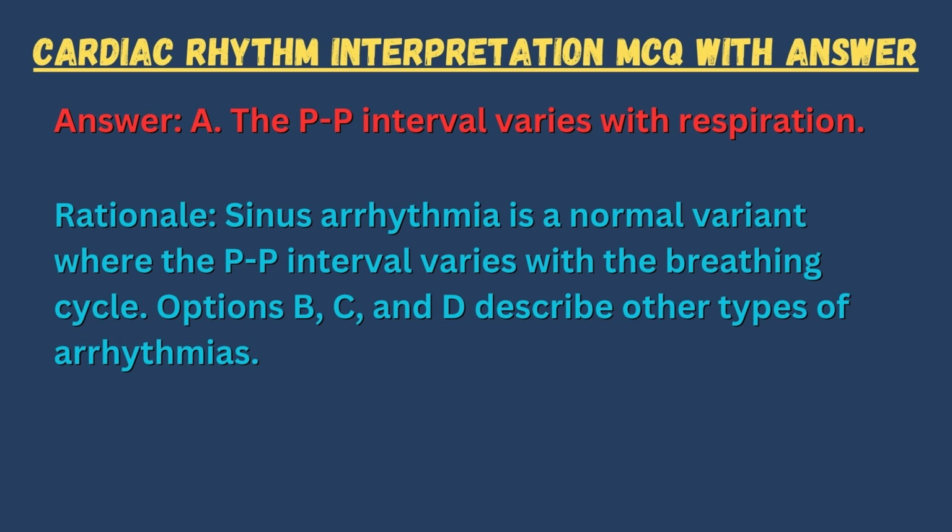Answer. A. The PP interval varies with respiration. Rationale. Sinus arrhythmia is a normal variant where the PP interval varies with the breathing cycle. Options B, C, and D describe other types of arrhythmias.